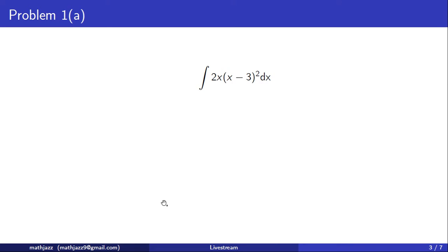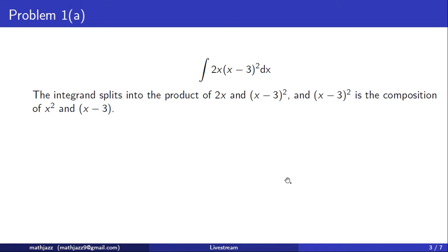Problem 1a. We have the integral of 2x times x minus 3 squared, and we're integrating that with respect to x. We notice that we have the product of 2x and x minus 3 squared, and that x minus 3 squared is a composition of functions. The outside function is x squared, the inside function is x minus 3. When you have this type of pattern, you're going to let u equal the inside function of the composition.